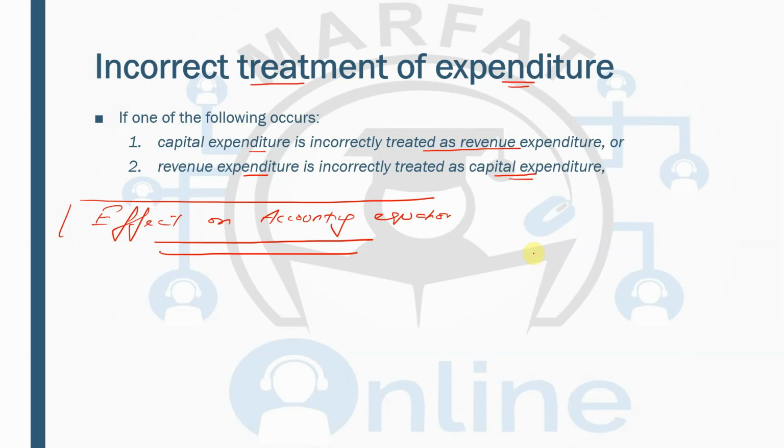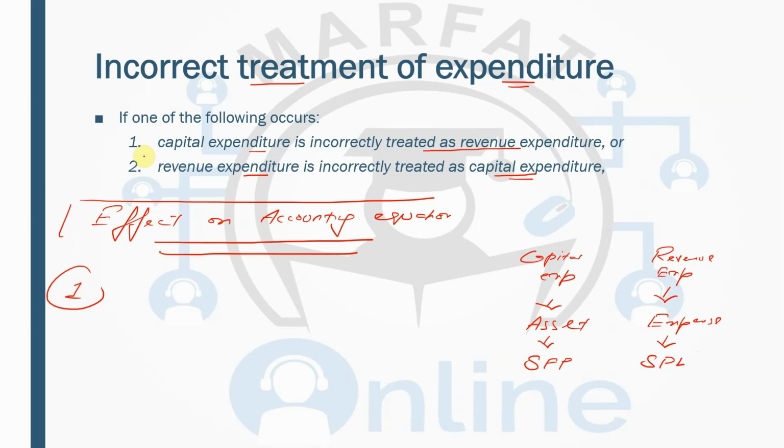Look, capital expenditure is recorded as an asset. Revenue expenditure is recorded as an expense. The asset is recorded in the statement of financial position. The expense is recorded in the statement of profit or loss. Now, this is the first case.